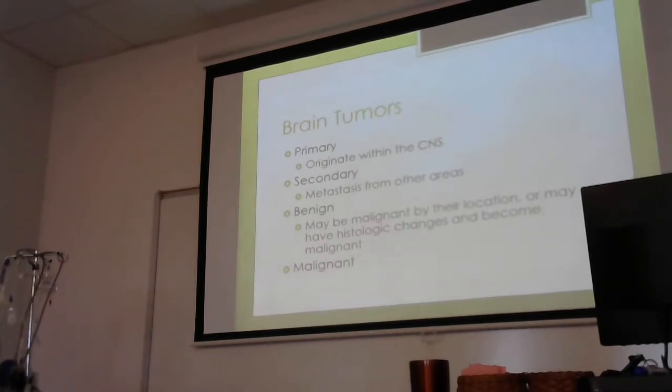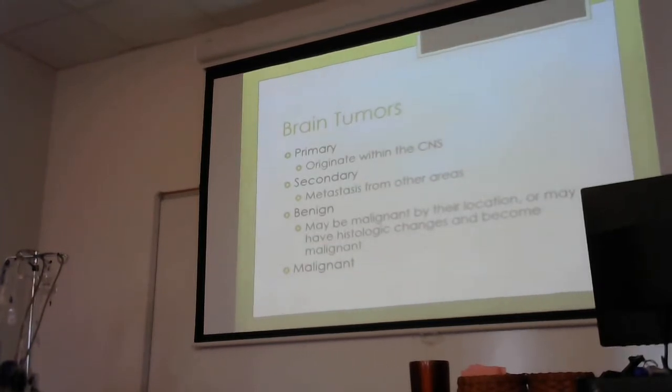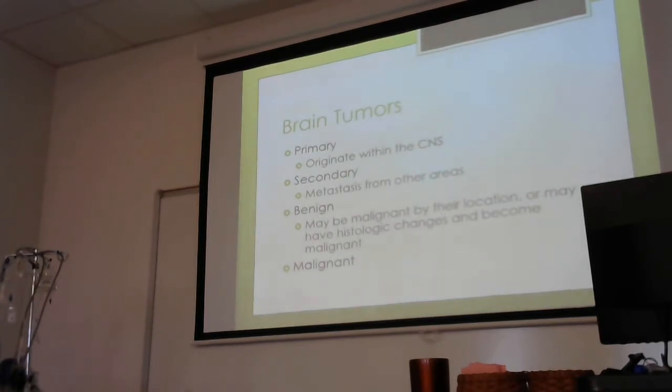All right, so brain tumors. We're not going to spend a lot of time on brain tumors. There's a lot of definitions in brain tumors, so do go back and look at your definitions. But when we are talking specifically about brain tumors, primary tumors originate in the central nervous system. So that means in the brain or in the spinal cord, you can have a primary brain tumor. Secondary tumors are those that metastasize from other areas of the body.